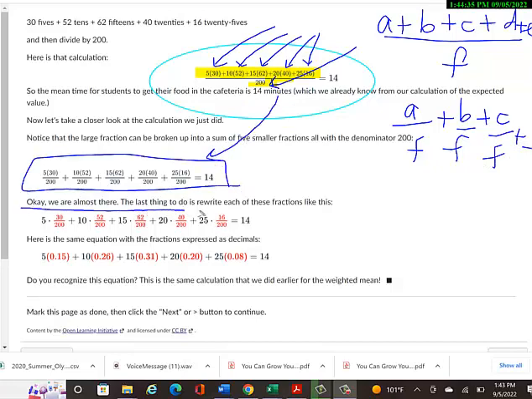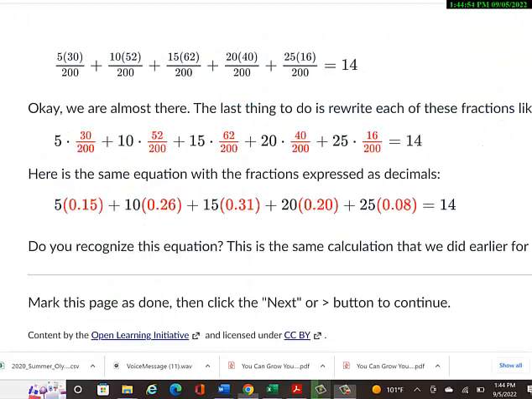We're almost there. The last thing to do is rewrite each of these fractions like this, just kind of splitting them off. So let's focus on, say, the first numerator, for example. I'm just trying to make this look more like the first calculation we did. I can split off the 5, make it multiply in the front, and make the fraction just 30 out of 200. And the same thing here. I'm going to pull the 10 out to the front, making it multiply by 52 out of 200, and so forth.